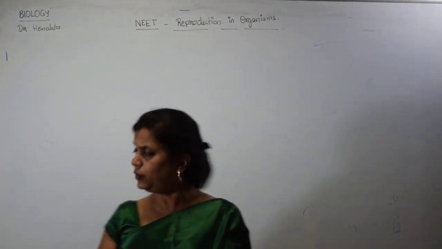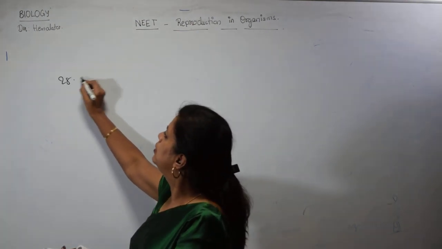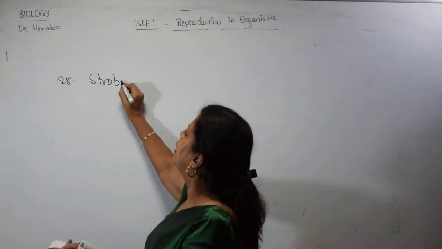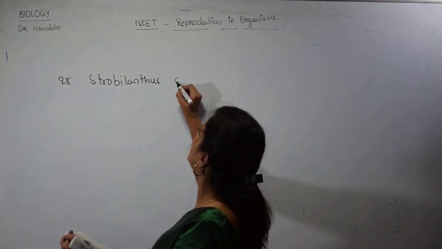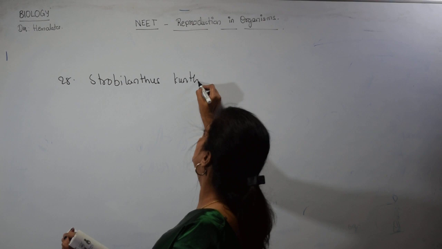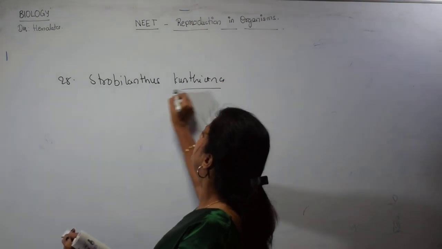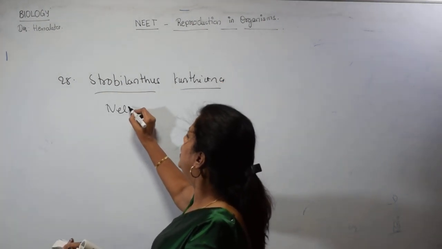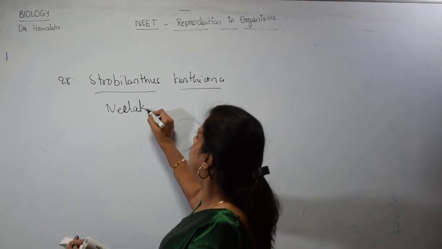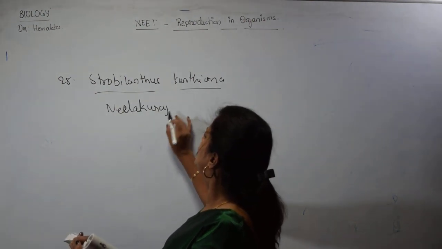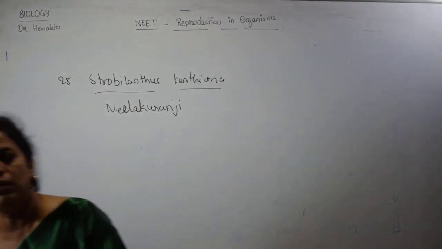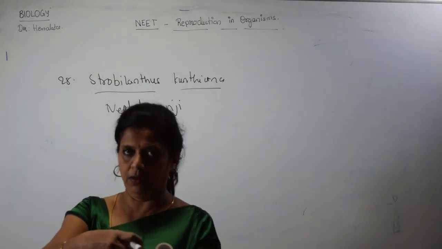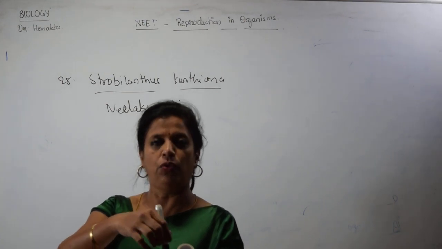Next, the 28th question says Strobilanthus kunthiana. Whenever I say it, you have to immediately remember it. This is the plant. We commonly call this Neela Kuranji. Kuranji means a hill, a blue colored hill. Therefore, it is given as the Neela Kuranji plant.